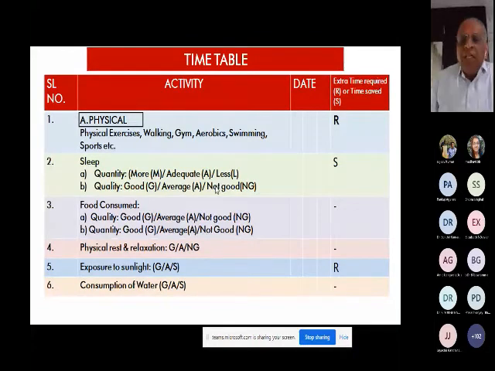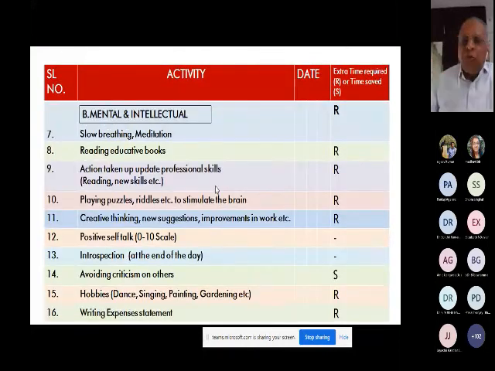Now see the mental activities. These are all coming under physical, connected to the body. Next, when you go to the mental intellectual, we need to develop slow breathing and meditation to make our mind very calm. Reading educative books to enhance our knowledge. Action taken on our professional skills. So a lot of new skills are coming even in teaching itself. We need to develop those. We need to reskill, upskill, and multi-skill ourselves. We need to play puzzles, riddles to stimulate our brain. Creative thinking, innovation, positive self-talk, what we talk within ourselves.